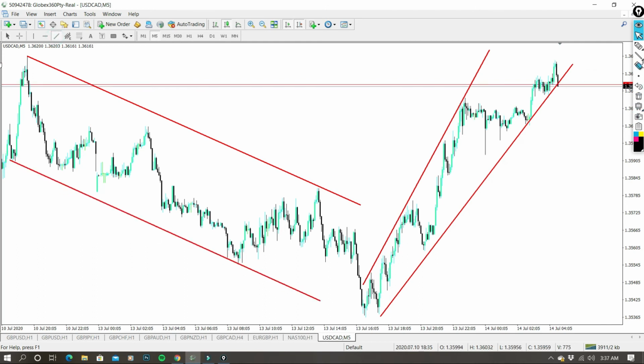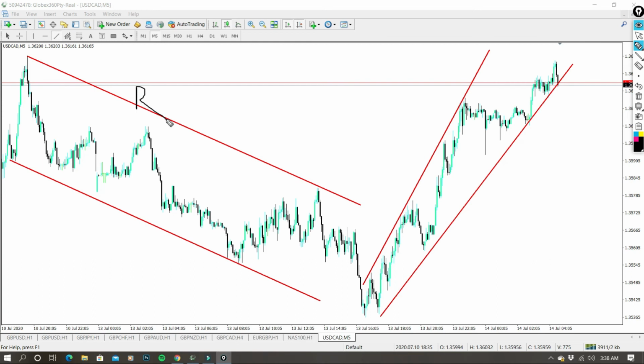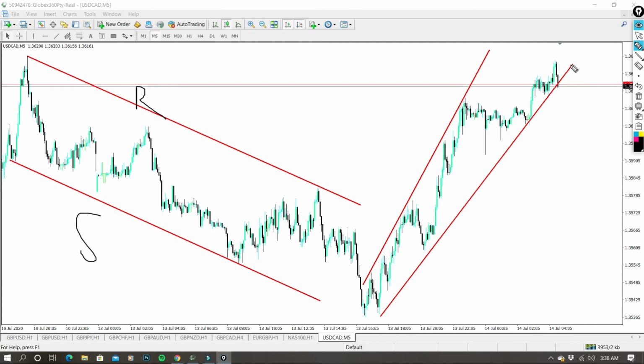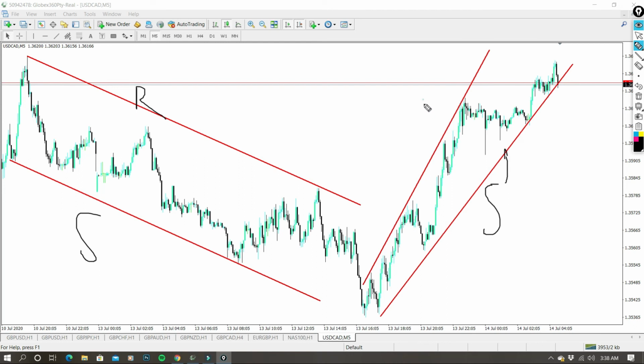Now, let me show you. This is a resistance simply because it's above the market, it's above the candlesticks. And this is a support simply because it's below the candlesticks. So anything that's below the candlesticks is a support, and anything that's above the candlesticks, that's a resistance. It should make sense. It's quite simple. So this is a support, and this is a resistance. Same applies here, and this is a support.